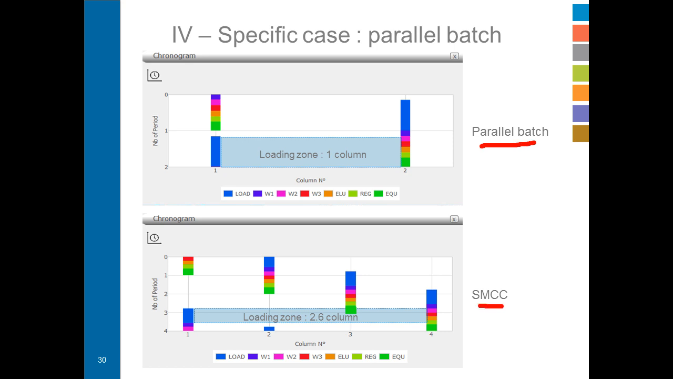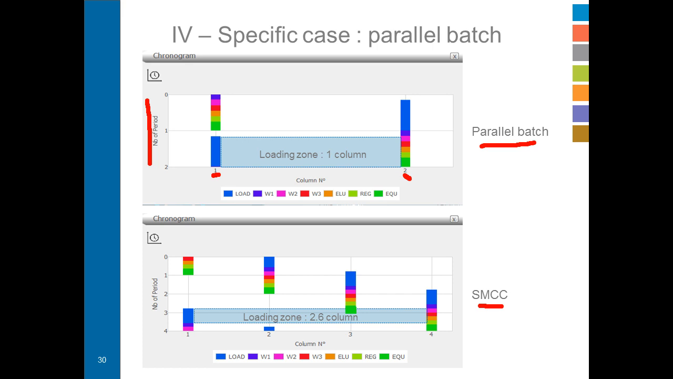So here you have column 1 and column 2 for parallel batch, and here this is the time axis. We can see that when column 1 is in the loading zone, column 2 is processed. What do I mean by processed? It means that it is washed, eluted, regenerated, and equilibrated. When column 2 is in the loading zone, column 1 is processed. So there's only one column which is in the loading zone. There's no column in series in that case.